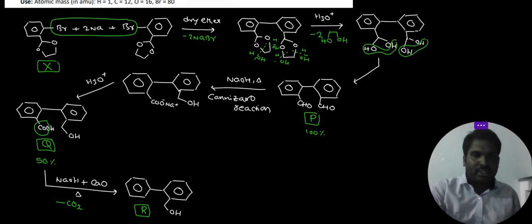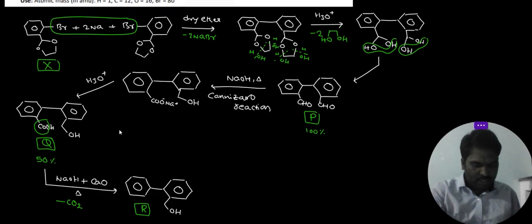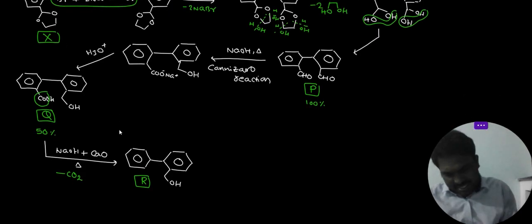So I hope everyone understood. This is R. How much percentage is R formed? This is also formed with 50% yield.